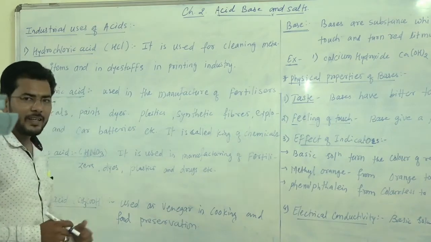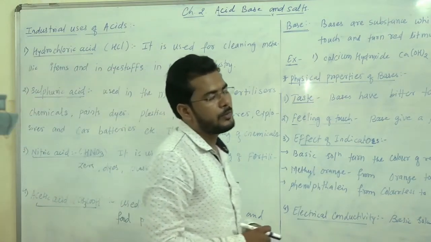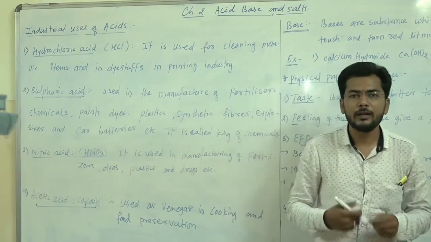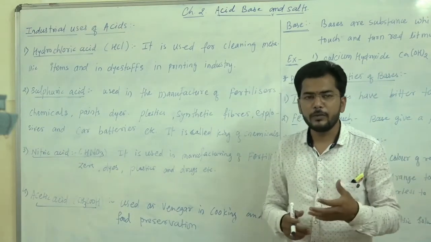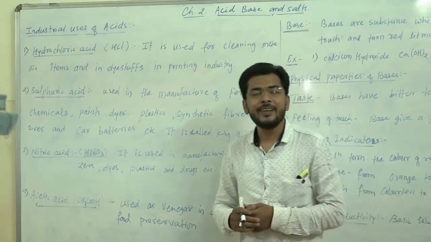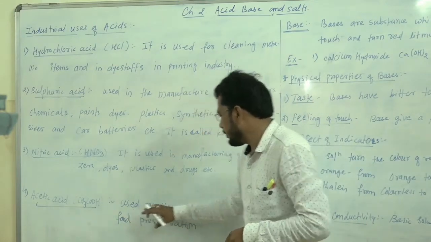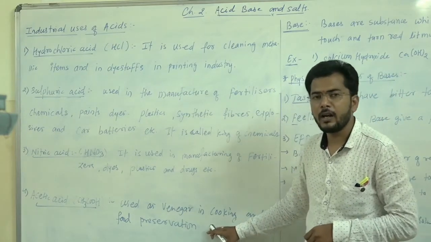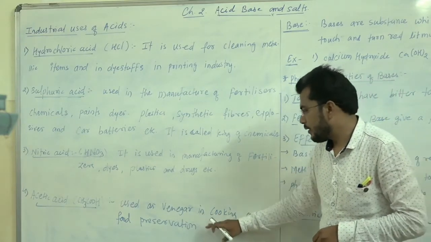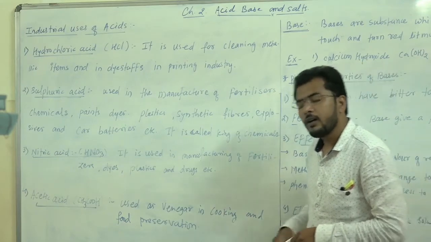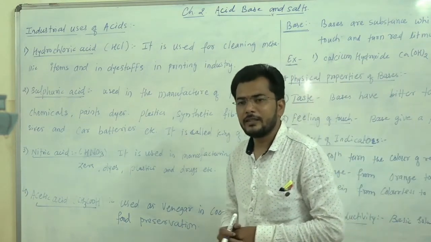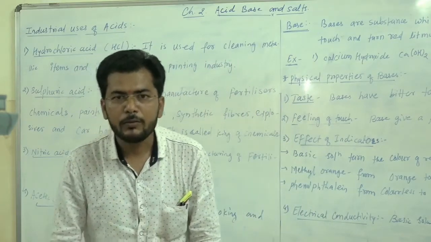Next one is acetic acid. Acetic acid is used for the preservation of food. When we are making pickles, at that time, for the preservation of pickles, we are using acetic acid. It is used as vinegar in cooking, and for food preservation.